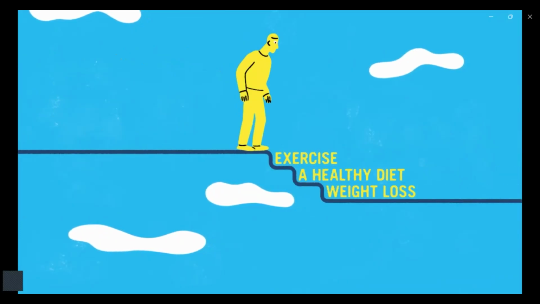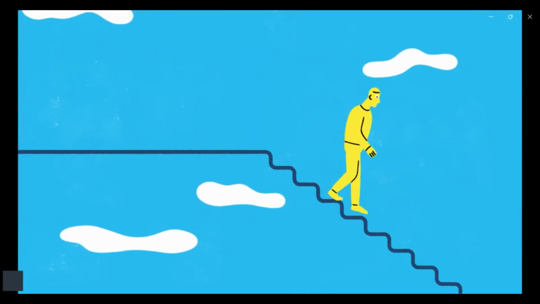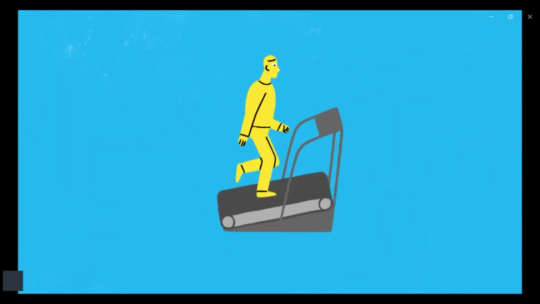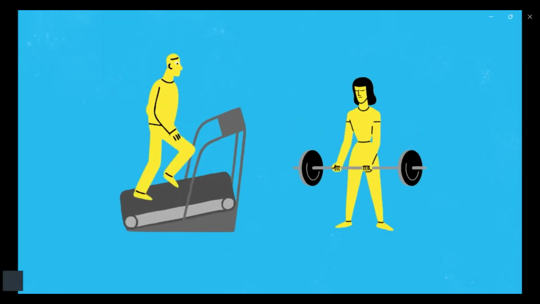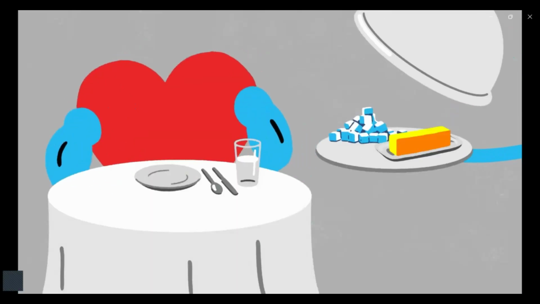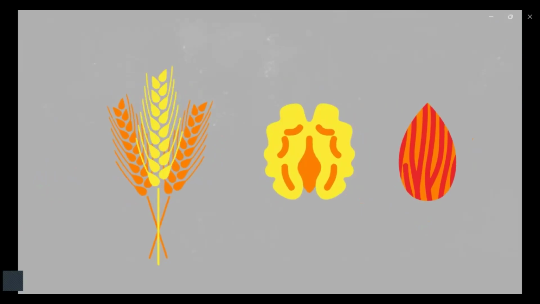Exercise, a healthy diet, and weight loss all lower the risk of heart attacks, whether you've had one before or not. Doctors recommend exercising a few times a week, doing both aerobic activity and strength training. A heart-healthy diet is low in sugar and saturated fats, which are both linked to heart disease. So what should you eat? Lots of fiber from vegetables, chicken and fish instead of red meat, whole grains, and nuts like walnuts and almonds all seem to be beneficial.